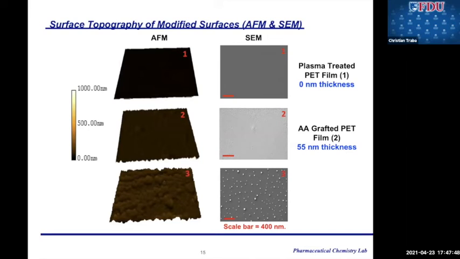These samples were then compared to the acrylic acid PET film. And we see that the surface changed from 0 nanometers to 55 nanometers. And we saw that our surfaces became a little bit more rough in AFM imaging. On our immobilized surfaces, not only did the thickness of the polymer brushes increase, we see that our surfaces became even more rough. And the reason is simply because of the immobilization of our silver nanoparticles.